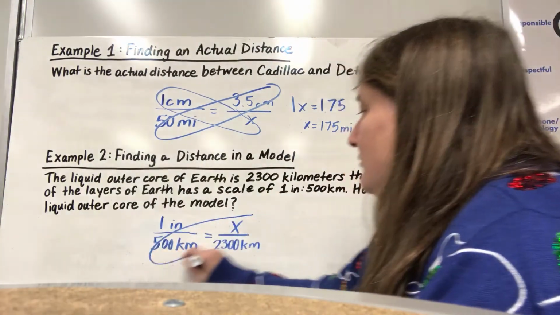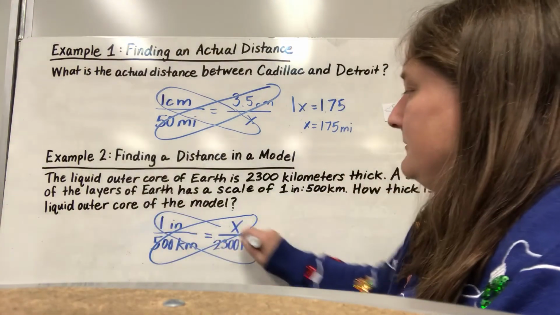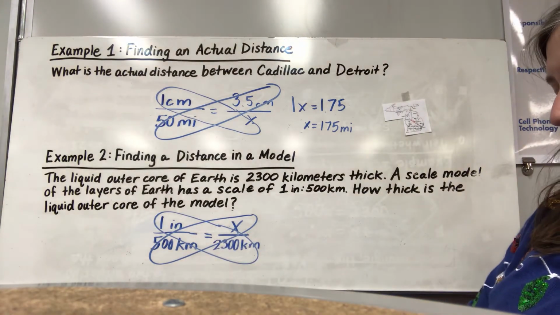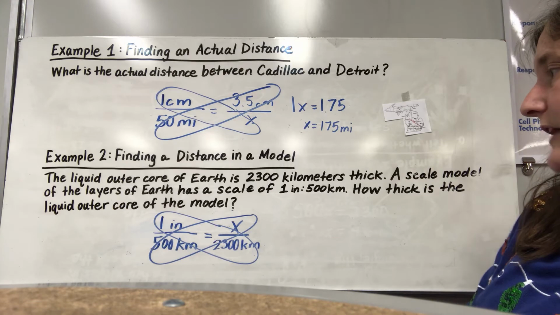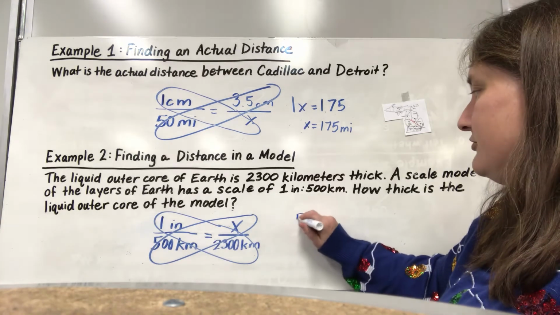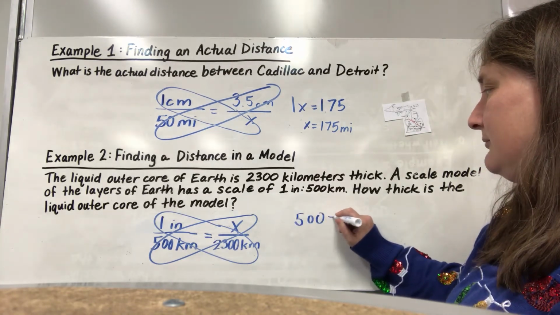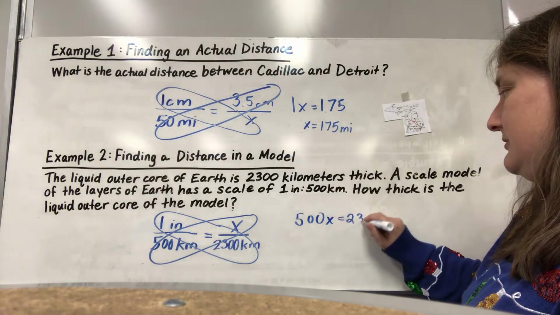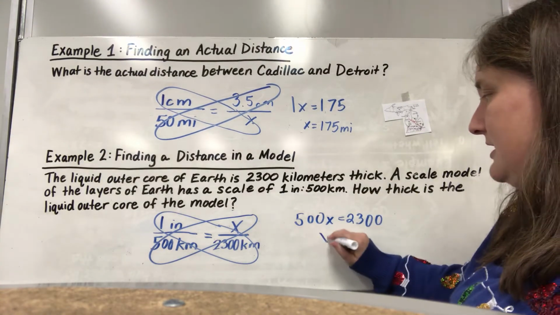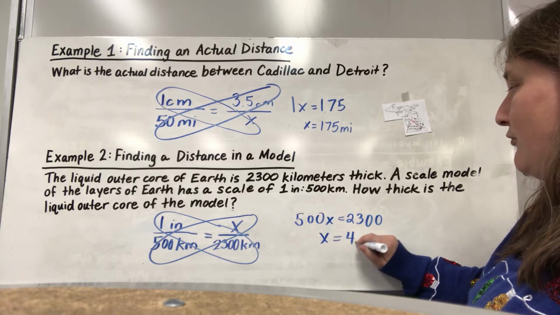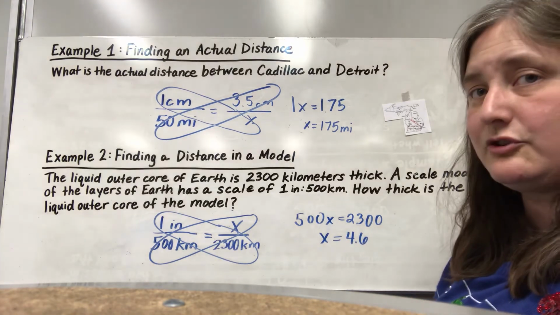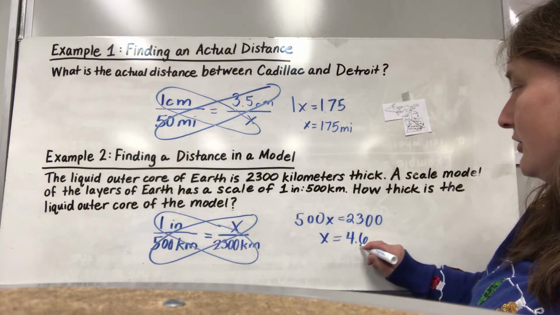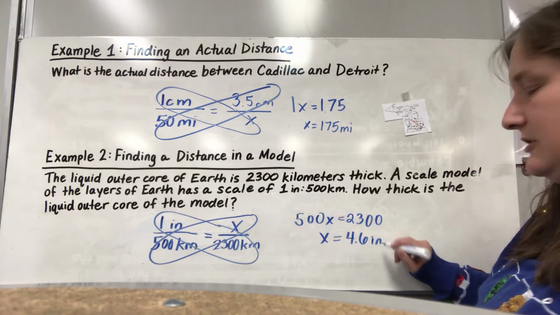So I'm going to multiply across here. Going this direction, I have 500 times x, or I can just write that as 500x. And the other direction, I have 1 times 2,300, which equals 2,300. If I divide each side here by 500, I get 4.6. So I actually want, on my model, the layer of liquid outer core to be 4.6 inches.